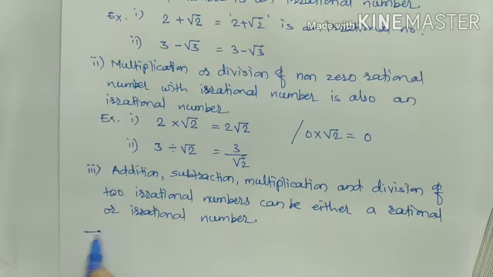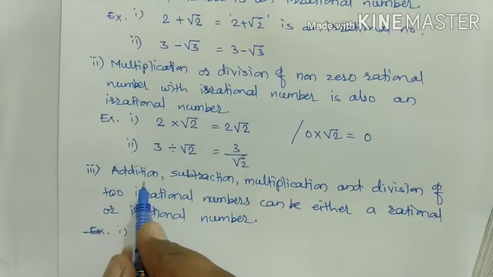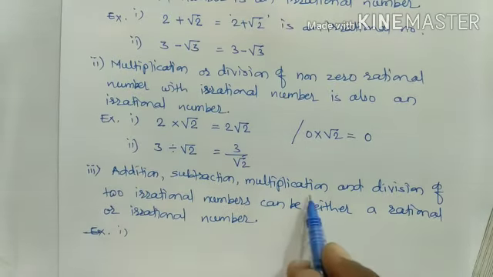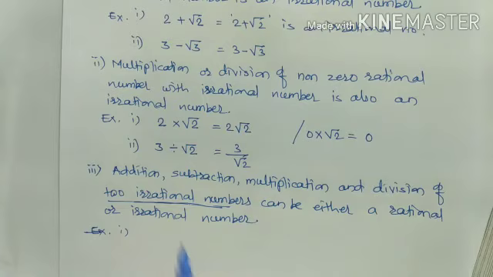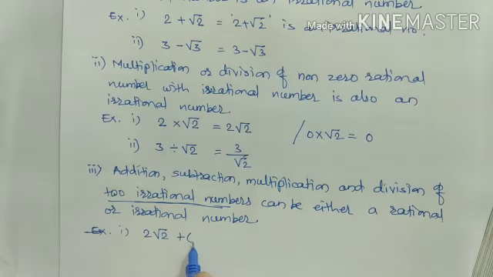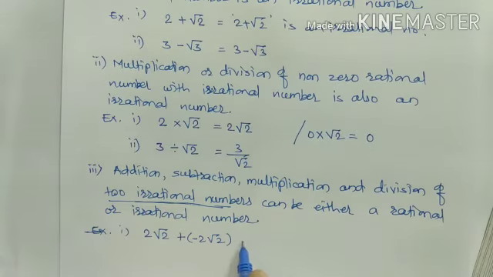See, for example, आता याचे व्हेरिफिकेशन आपण करूया एक्झाम्पल वरनं. काय पा प्रॉपर्टी, ऍडिशन, सबट्रॅक्शन, मल्टिप्लिकेशन अँड डिव्हिजन ऑफ टू इरॅशनल नंबर्स. दोन्ही इरॅशनल नंबर आहेत इथं. कॅन बी आयदर रॅशनल, म्हणजे ते रॅशनल असू शकतं किंवा इरॅशनल असू शकते. फॉर एक्झाम्पल, से दिस 2 root 2 plus minus 2 root 2 equals to 0. Here these two numbers are irrational numbers and this is the addition of these two irrational numbers. It is a rational number.